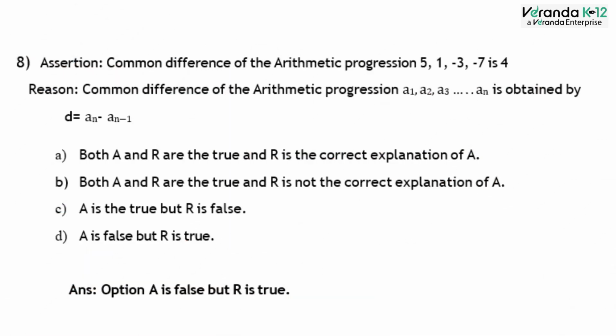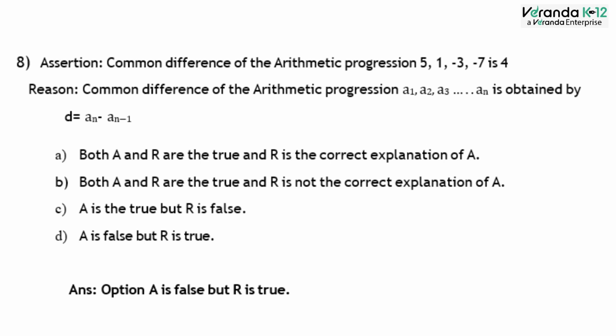Eighth question. Assertion. Common difference of the arithmetic progression 5, 1, minus 3, minus 7 is 4. Reason. Common difference of the arithmetic progression a1, a2, a3, until an is obtained by d is equal to an minus an minus 1. Options A, both A and R are true and R is the correct explanation of A. Option B, both A and R are true and R is not the correct explanation of A. Option C, A is true but R is false. Option D, A is false but R is true.